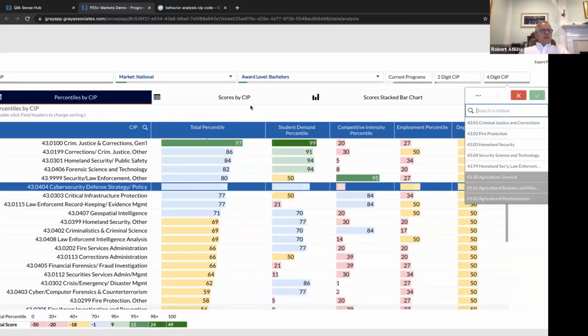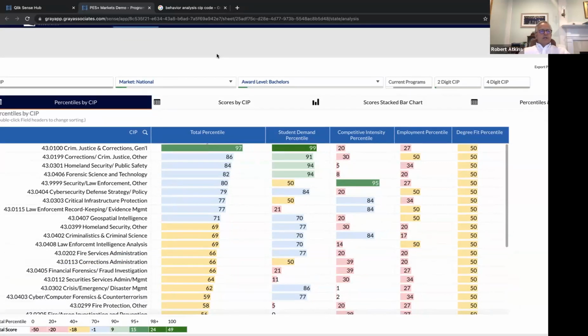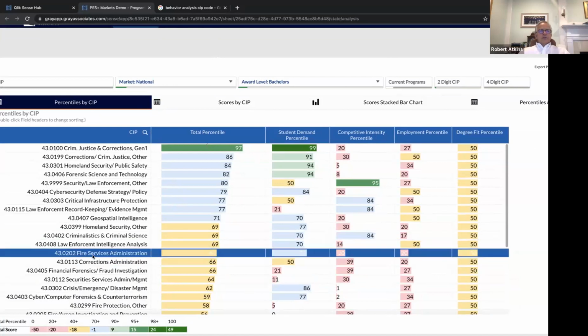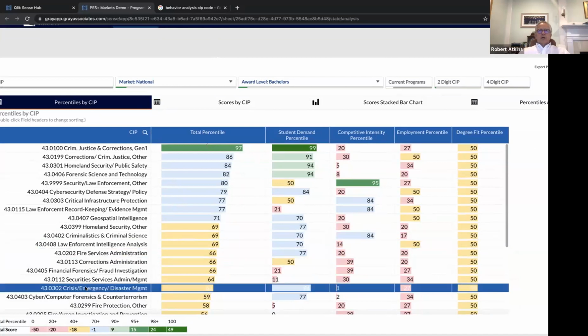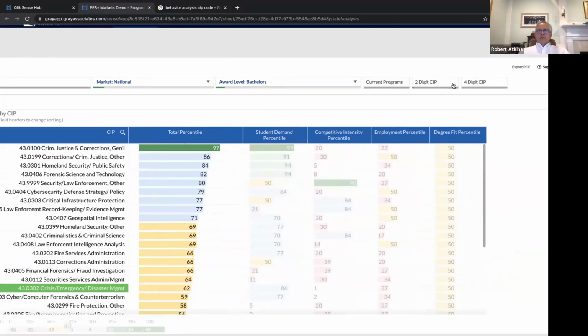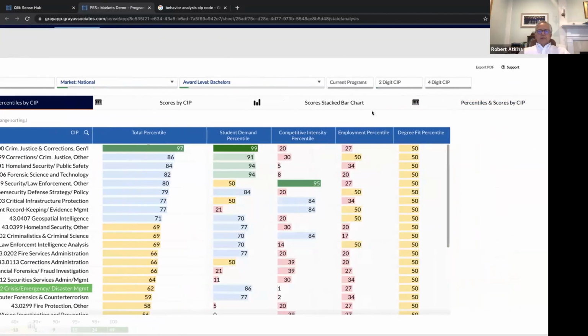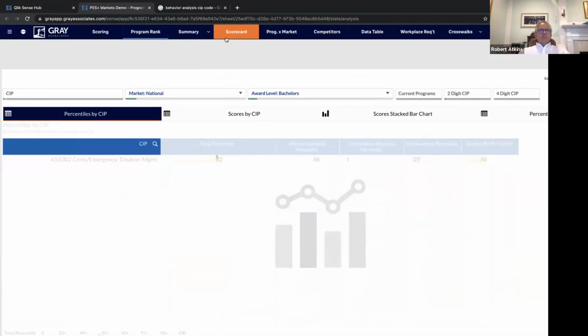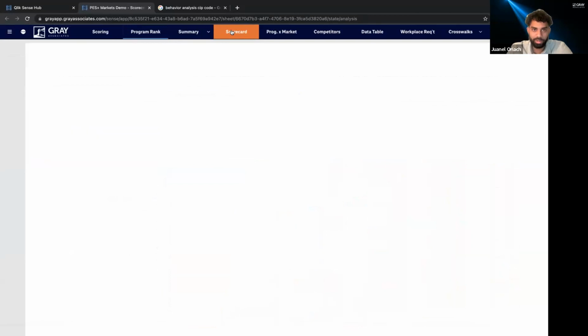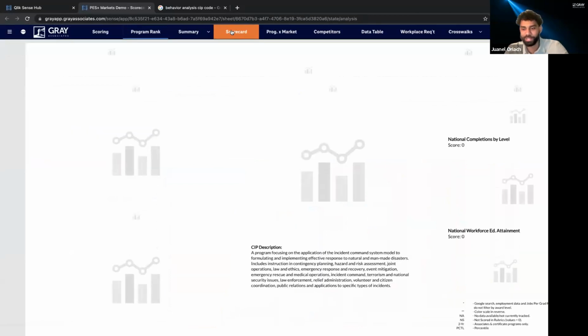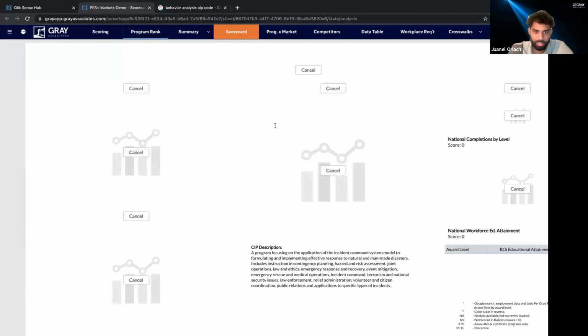So let's see. Crisis emergency disaster management is about three-quarters of the way down the list. That may be close to what the person's looking for. It does reasonably well. Student demand's pretty good. Employment doesn't look fabulous. Sounds like students are interested, but they don't know what to do with it or can't find jobs with it. I saw data analytics, and that's a good one in here. Yeah, that does well on every criterion.